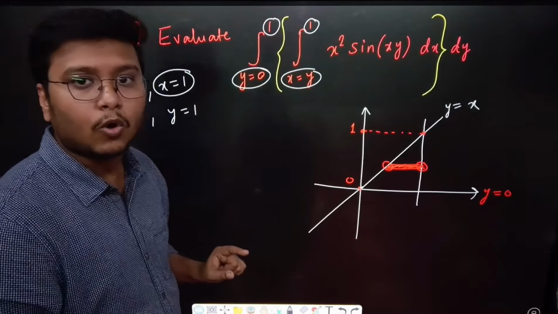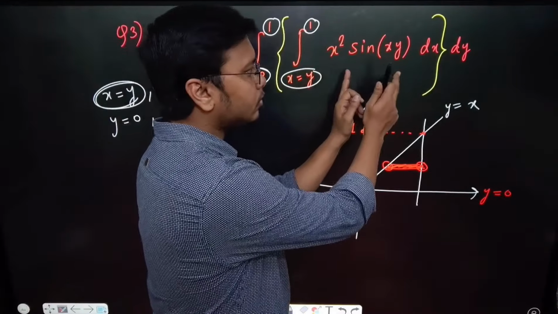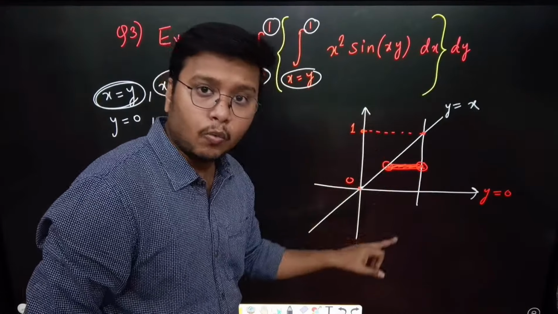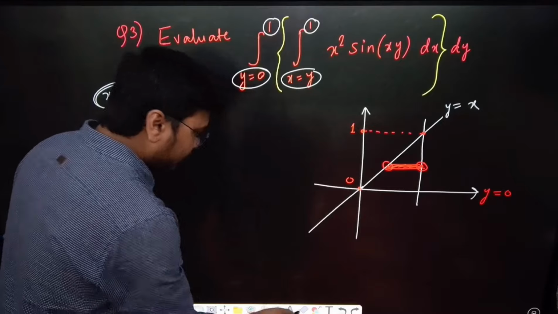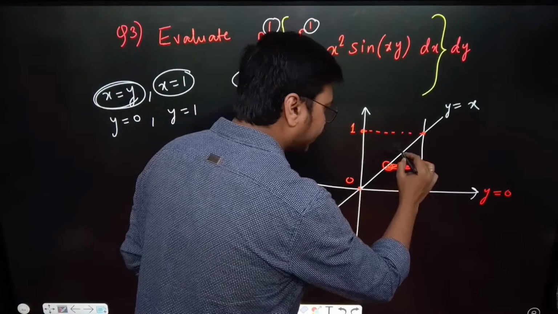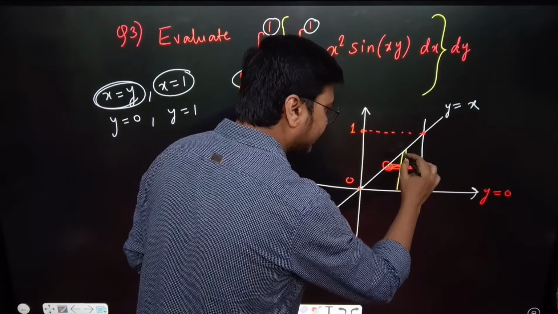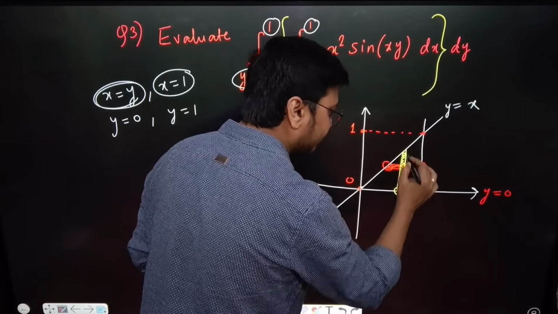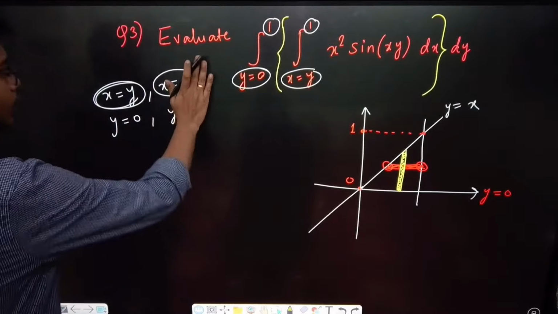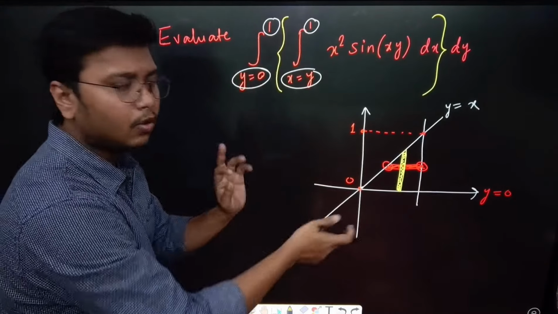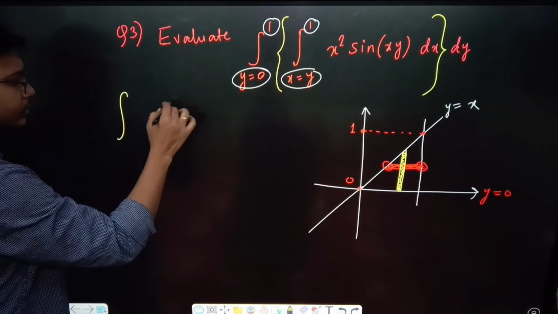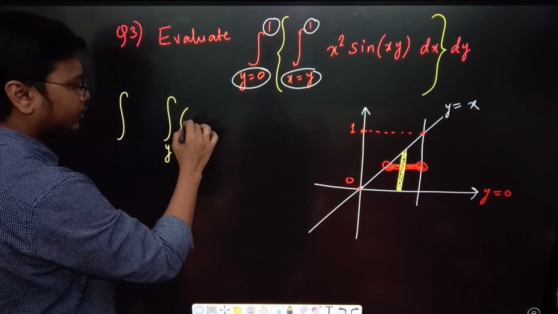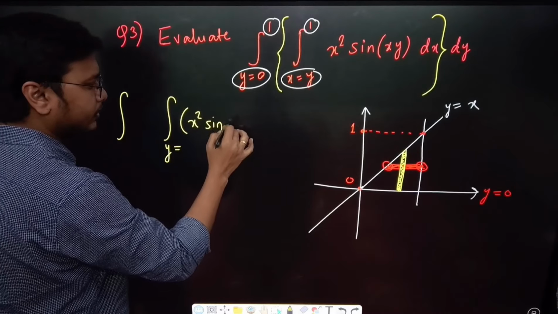Now changing the order of the integration means first you want to do the integration with respect to y. That means you want to take a vertical strip now. Okay, so now you want to take a vertical strip instead of taking the horizontal one. So that is the change of order that we want to do. Okay, so now let's try to reverse the order of the integration. So first I want to do my integration with respect to y. Okay, and my function remains as it is, no problem with the function.